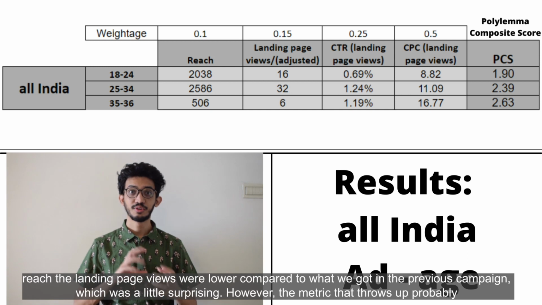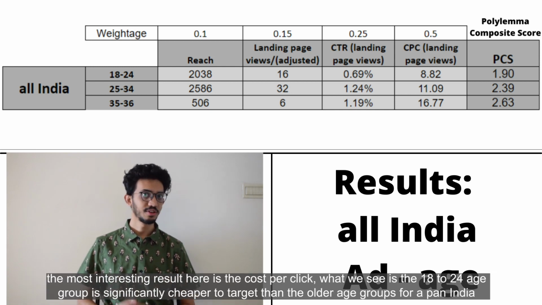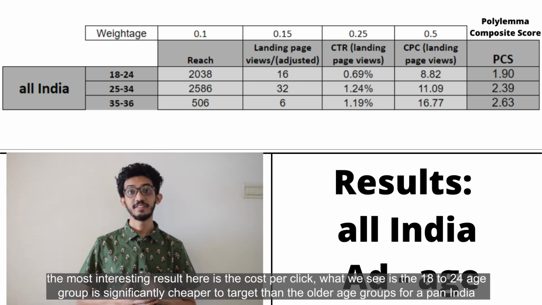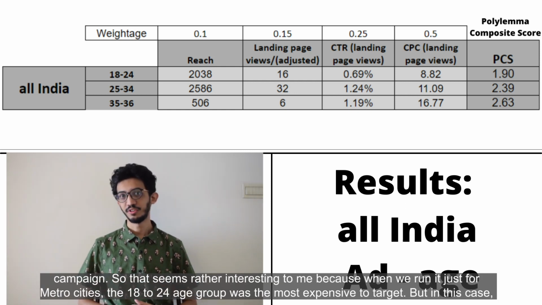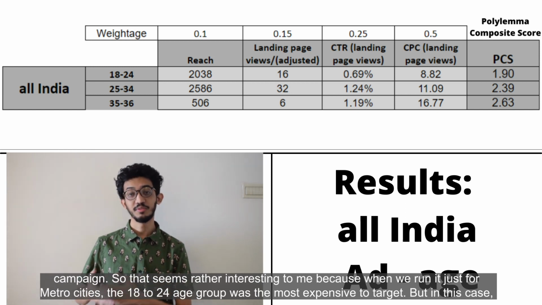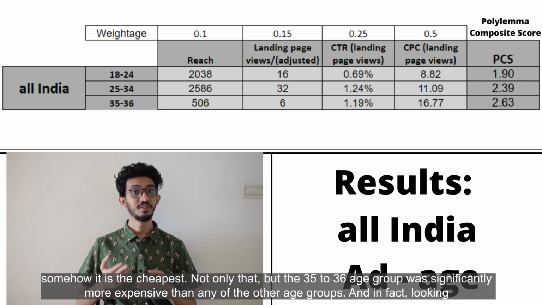However, the metric that throws up probably the most interesting result here is the cost per click. What we see is the 18 to 24 age group is actually significantly cheaper to target than the older age groups for a pan-India campaign. So that seems rather interesting to me, because when we ran it just for metro cities, the 18 to 24 age group was the most expensive to target, but in this case somehow it is the cheapest.